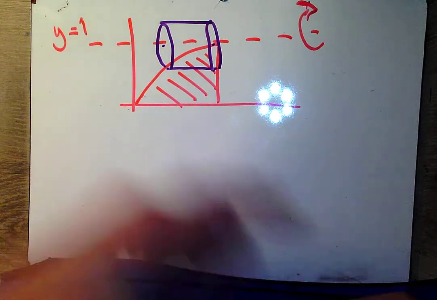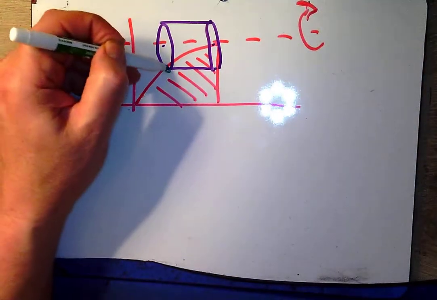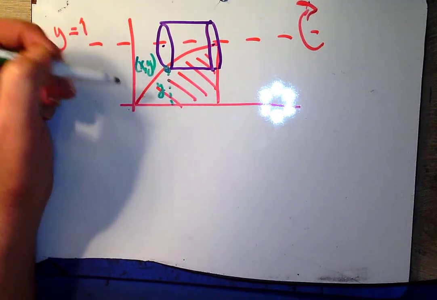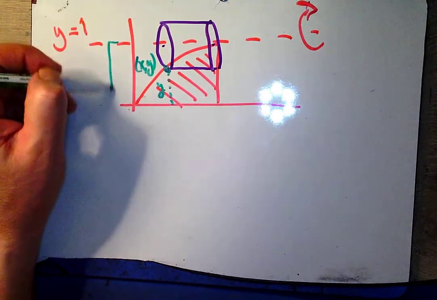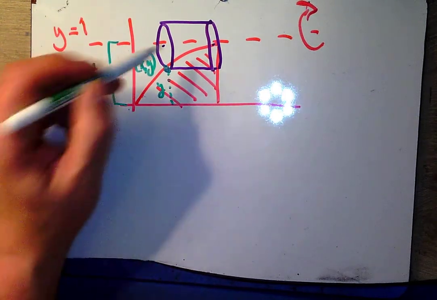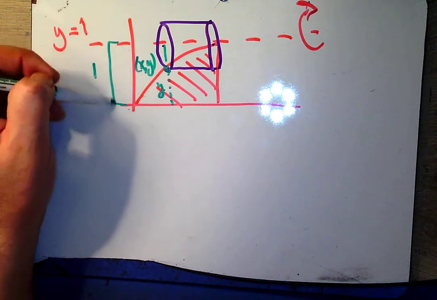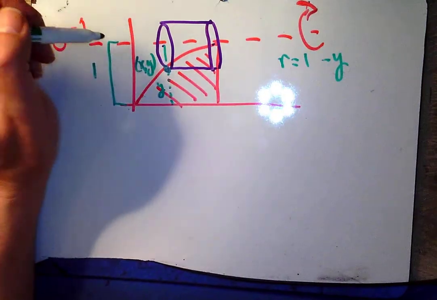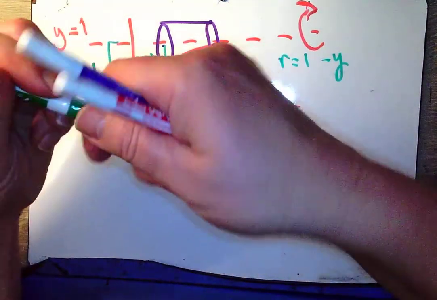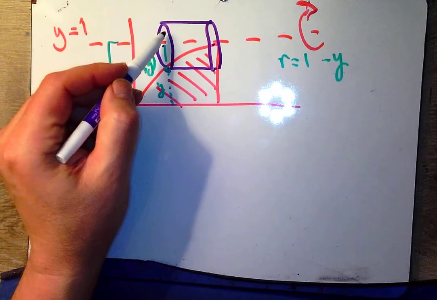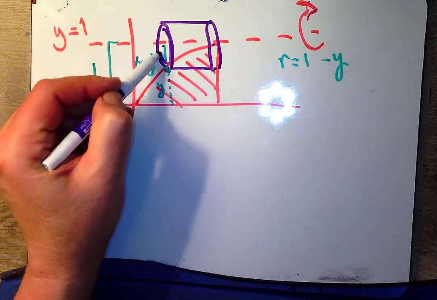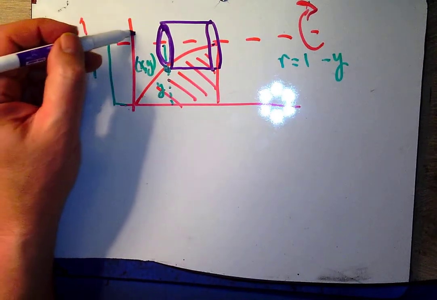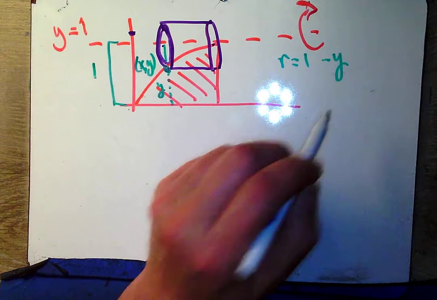Now, I know that if there's an ordered pair here, we can call it xy, where this distance is y. This distance is 1. So my radius must be 1 minus y. But wait a minute. Is this a dx or a dy shape? Well, the thickness of that layer is vertical. And so it's going to be measured over here on the y-axis. So I do want this in terms of y.